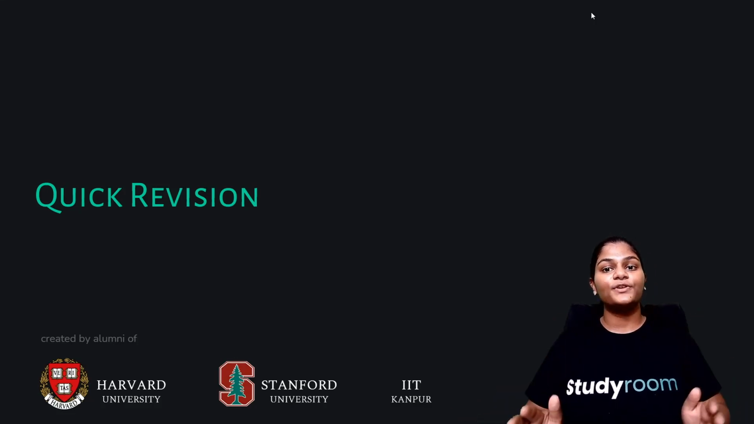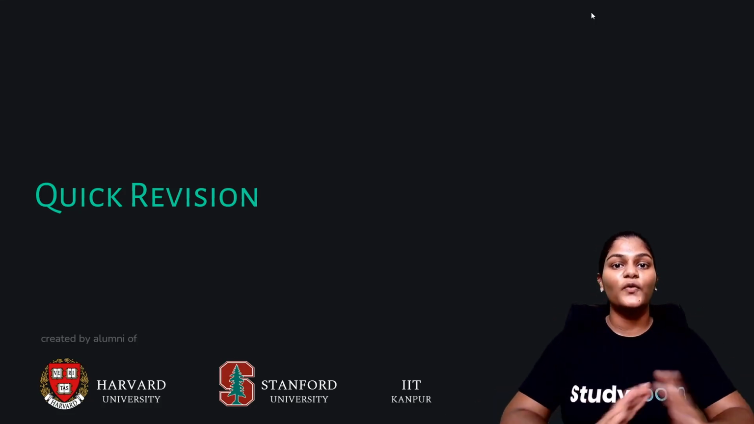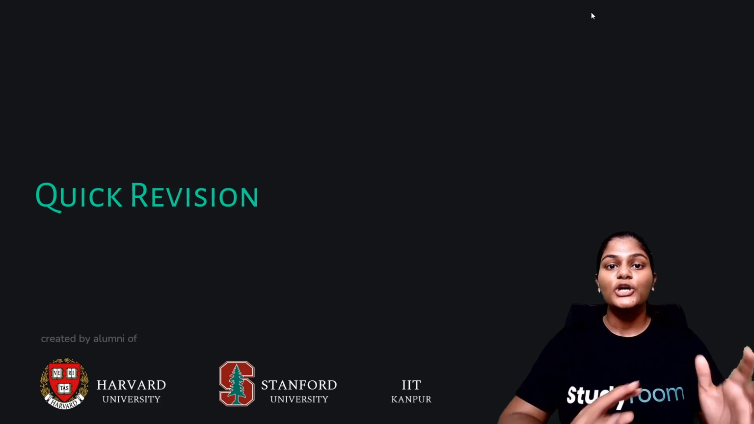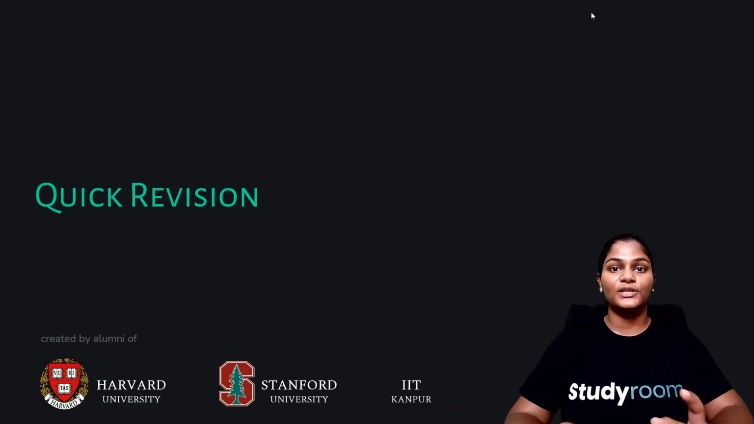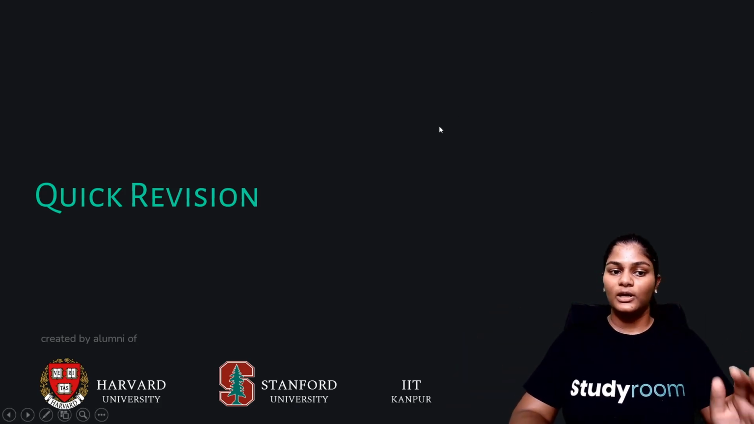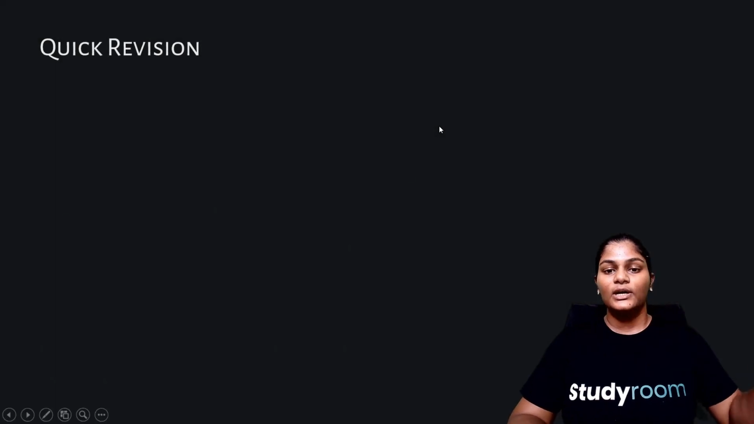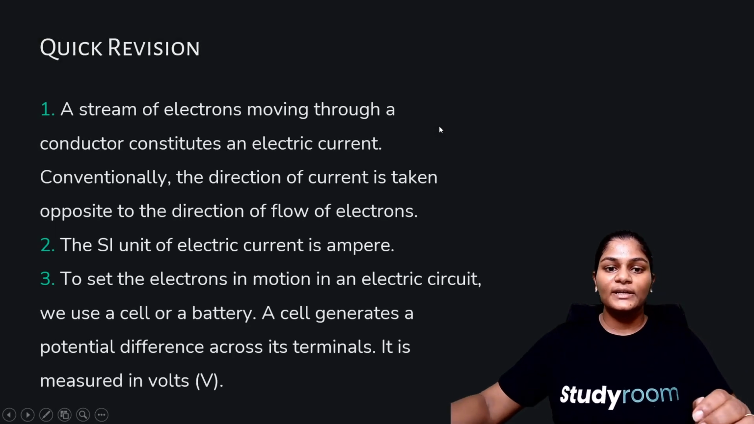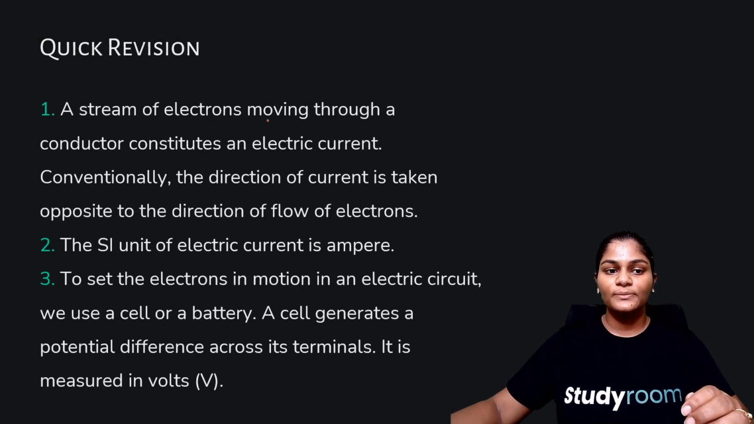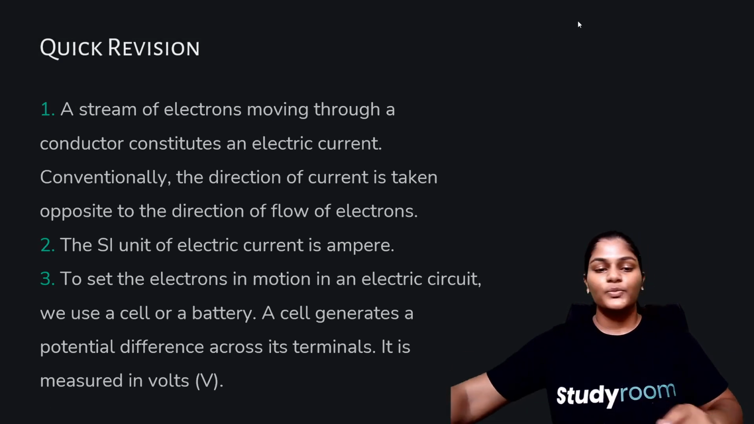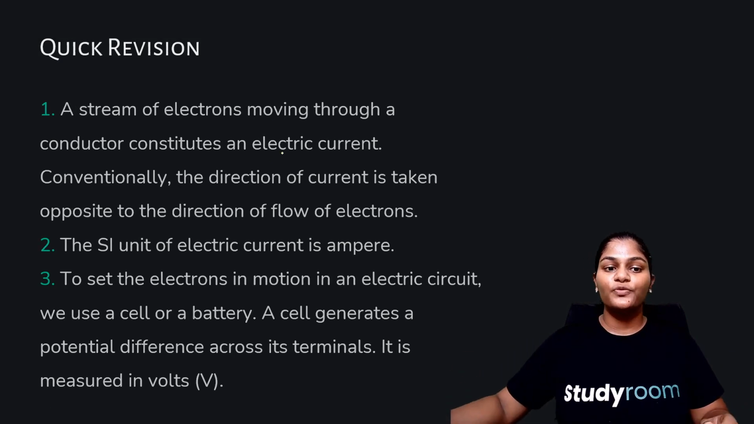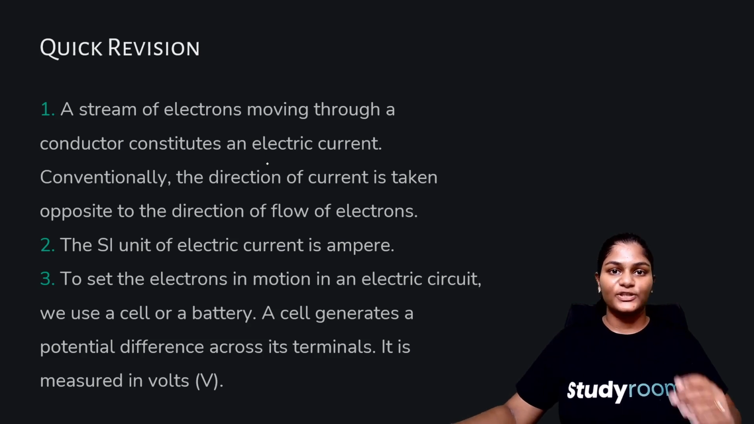Okay students, so in this video we're just going to do a quick revision of all the topics that we have covered till now so that they're all fresh in your minds and you don't have any confusion about them. Okay, let's start. So we learned that a stream of electrons moving through a conductor constitutes an electric current.